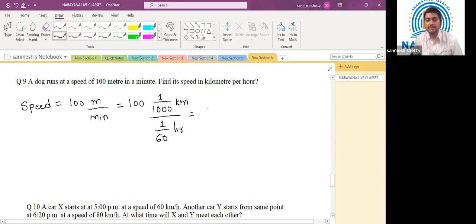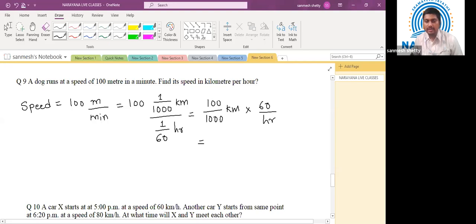So let us solve this. This is 100 upon 1000 kilometer. Now what we'll do is, we'll take this 1/60 in the numerator. While doing that, we have to take the reciprocal of it. So this will become 60 per hour.